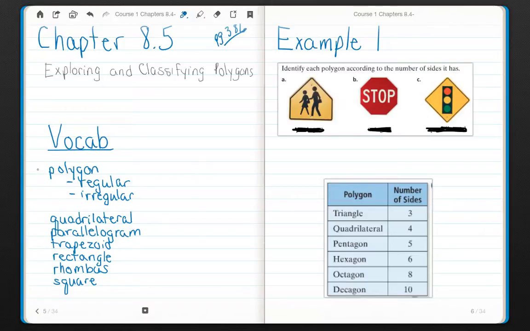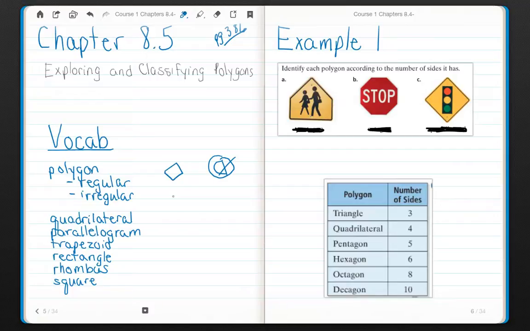So we'll start today with polygon. A polygon is simply a closed figure that has 3 or more line segments that don't cross. Now, line segments are just that. They are lines. They are not curves. So any shape that has a curve in it is not a polygon. So this, not a polygon. That is a polygon.